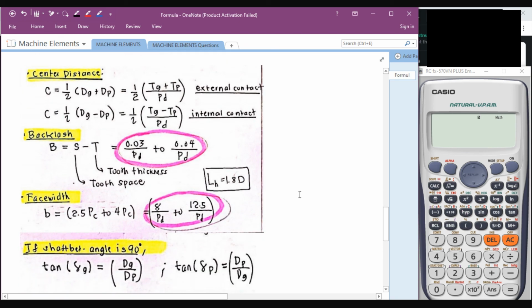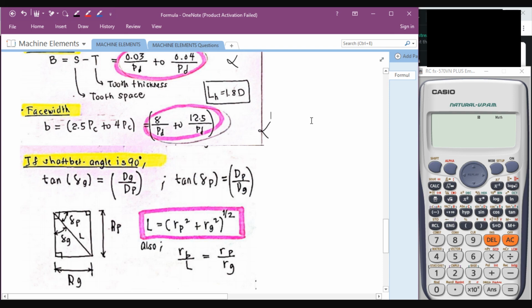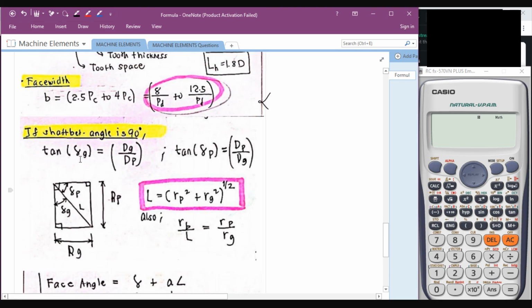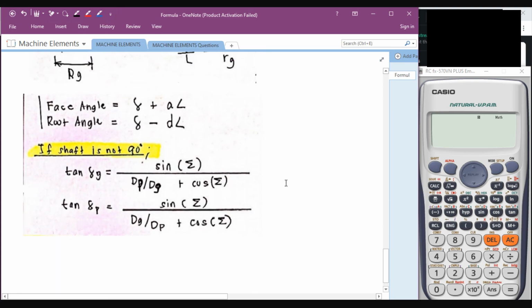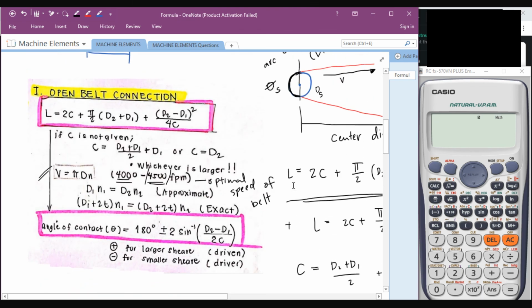There is also backlash, but it is not discussed much. You can take the face width, though not necessary. If the shaft angle is 90 degrees, that is conical. Tangent of the angle of the gear is the ratio of dg over dp. The same goes for the pitch. So much for this. I think we have to go to the problem for you to understand this. That will be all for the discussion.